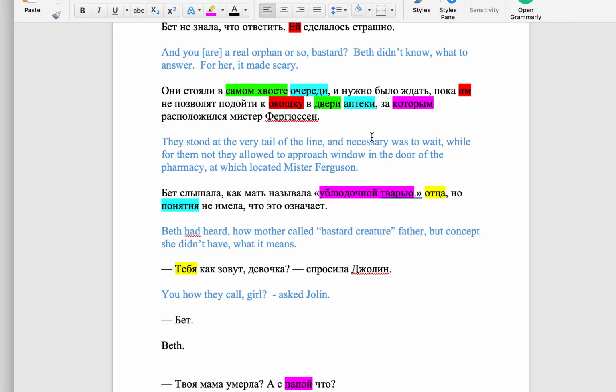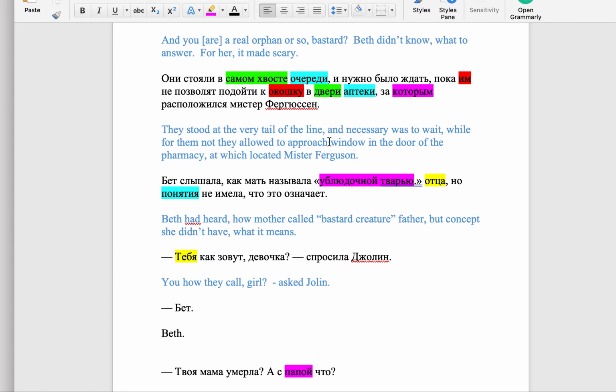Okay, so there's a lot of different colors in there. Let me translate it first. They stood at the very tail end of the line, and necessary was to wait, and it was necessary to wait, while for them not they allowed to approach the window in the door of the pharmacy at which located Mr. Ferguson. Okay, in English, that's really butchered English, but that's the direct meaning of those words.